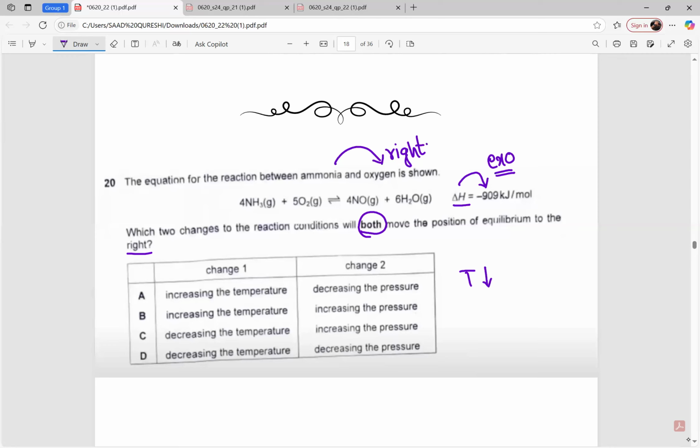And as for the pressure, we will see the number of moles. 4 plus 5, the number of moles on the reactant side are 9. And 4 plus 6, the number of moles on the product side are 10. So on the product side, there are more number of moles. So we will decrease the pressure so that system will move towards the more mole side, because always system will do the opposite. If we decrease the pressure, system will move towards the side where there are more number of moles. And if we decrease the temperature, system will move towards the side which is exothermic. So the answer here is D.